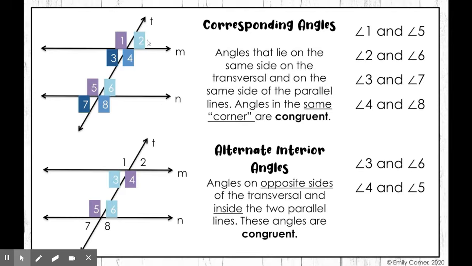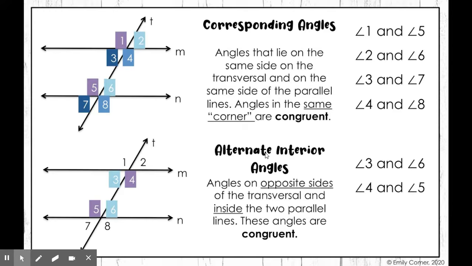Same thing we could say about this one. It's above the parallel line and to the right of the transversal. This one is above the parallel line and to the right of the transversal. And then you can see the dark blue pairs and light blue pairs are also. This one happens to be below and to the left, and that one's below and to the left. I think you get the idea.